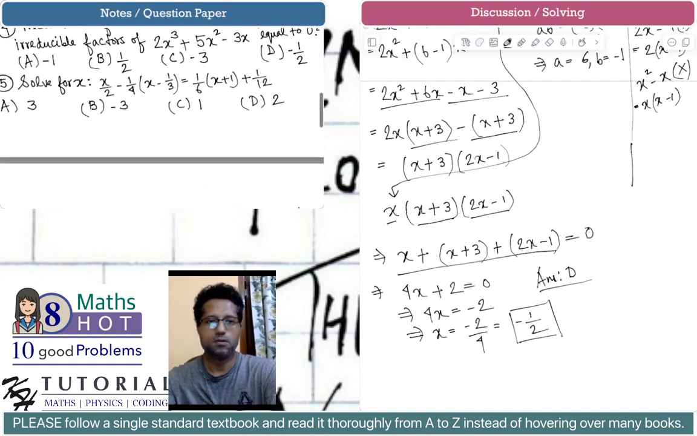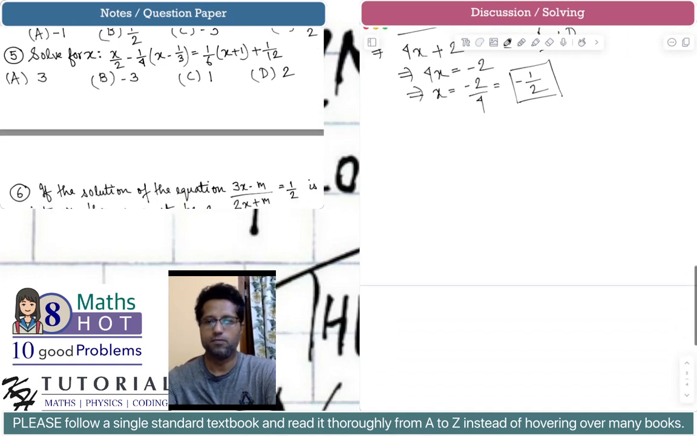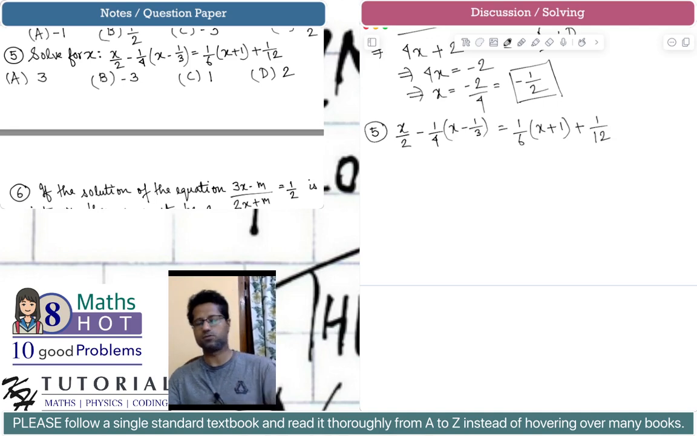Okay, let's do problem number 5. We have to solve a given equation. So the given equation is x by 2 minus 1 by 4 multiplied by x minus 1 by 3 equal to 1 by 6 multiplied by x plus 1 plus 1 by 12. So you can see in this equation there are a lot of rational terms.